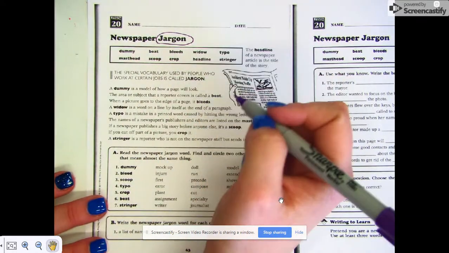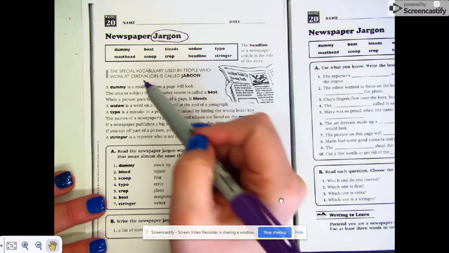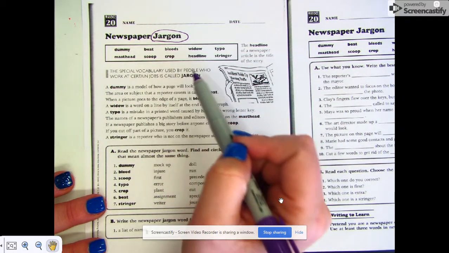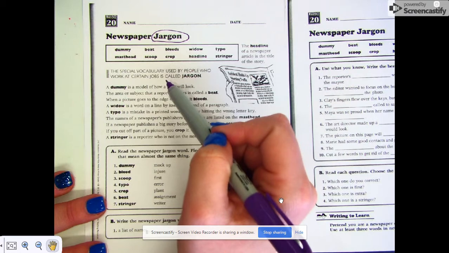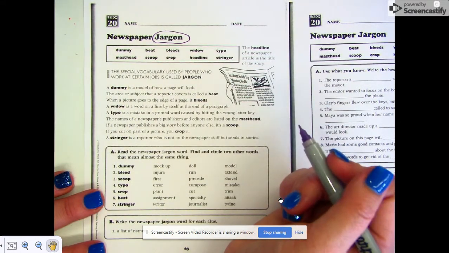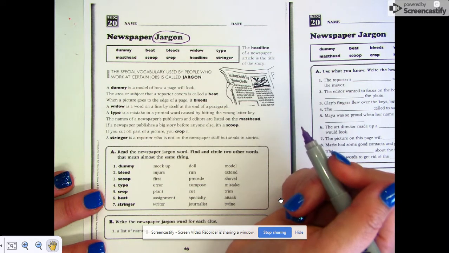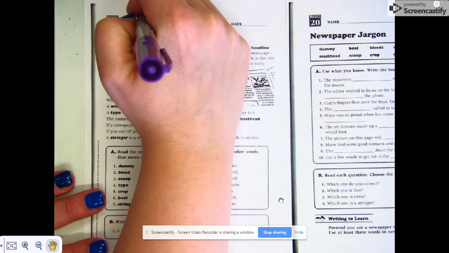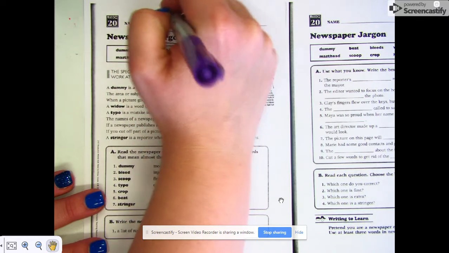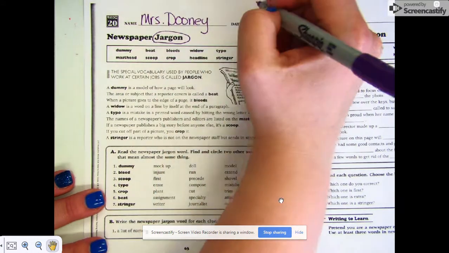And jargon is kind of a special word you've probably not heard of before. Jargon is the special vocabulary used by people who work at a certain job. Teachers have their own kinds of jargon. Doctors and nurses have their own kinds of jargon. Lawyers have their own jargon. It's just words that you would not know what they mean unless you have either been around or worked in certain professions. This week we're going to be looking at jargon used by those people who work with newspapers.